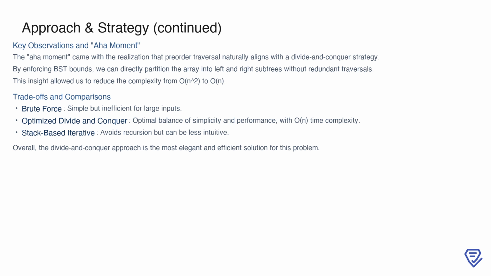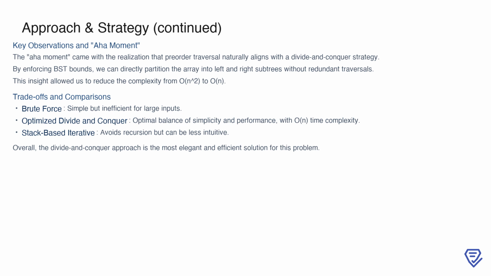By enforcing bounds, we can directly partition the array into left and right subtrees, eliminating redundant traversals and reducing the complexity from O(n²) to O(n). This realization was the breakthrough moment in designing an efficient solution.